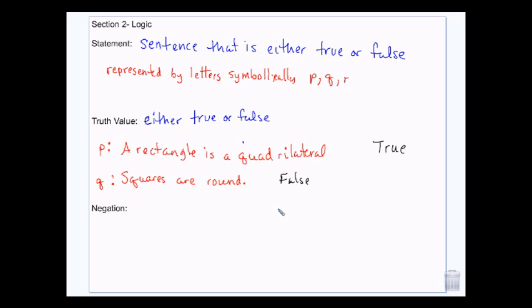Okay. Now, negation is when you take the opposite meaning.